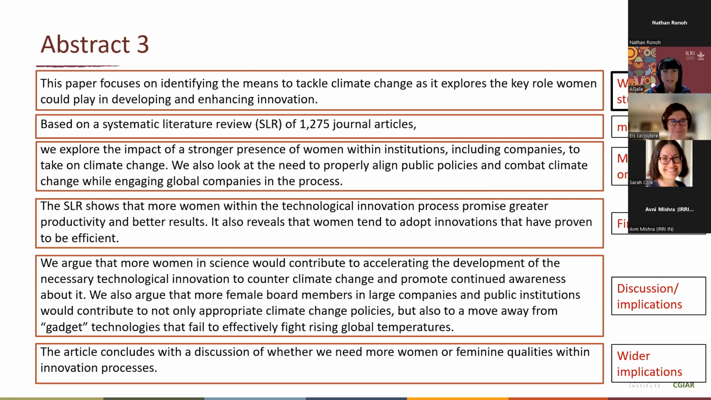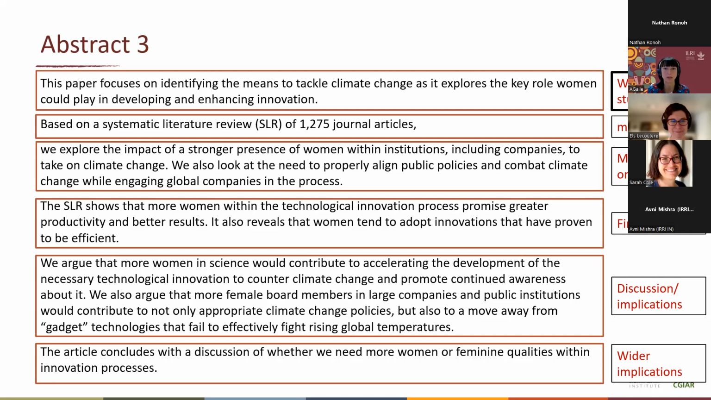And then it says, based on systematic literature review, so the methodology. In this case, literature review is actually quite straightforward in terms of methodology. Usually there is a published protocol somewhere else. So fine here to just have that sentence. They say, we explore the impact of a stronger presence of women within institutions. They explain what they have done. And then they go to the findings.